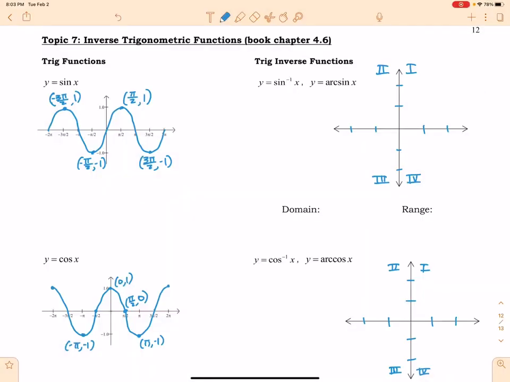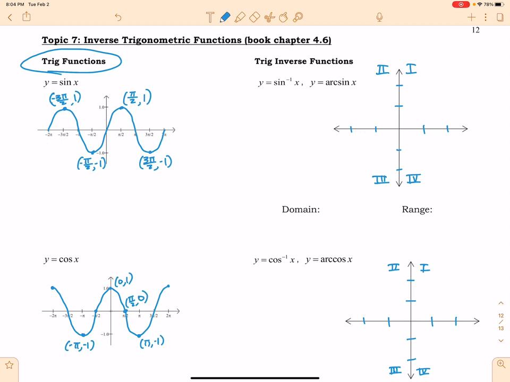All right, this video is going to talk about inverse trig functions for pre-calculus. Okay, so before we talk about the inverses of trig functions, we have to remember what the trig functions themselves look like. So I've labeled my graph here for the sine function.